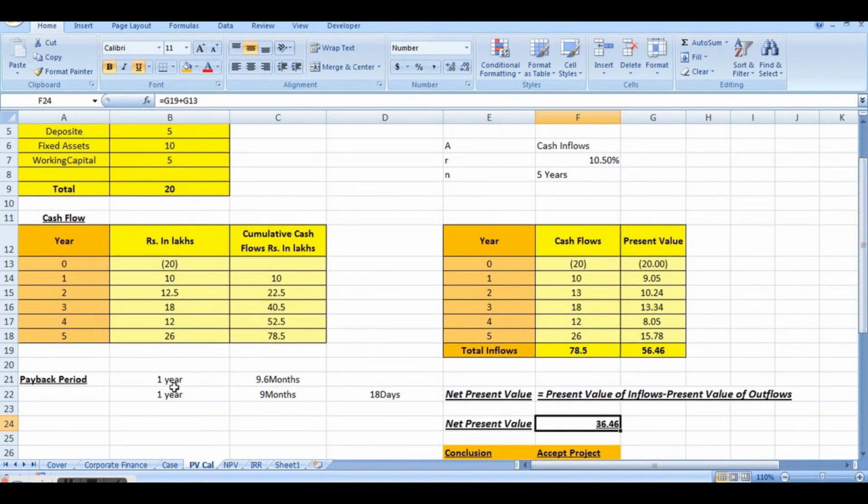And now actually speaking, if you want to club these two methods, you can do that as well. What you can do simply is, instead of calculating the payback period from the original cash inflows, you can find it out considering the present value figures of cash inflows. That becomes discounted cash flow method.